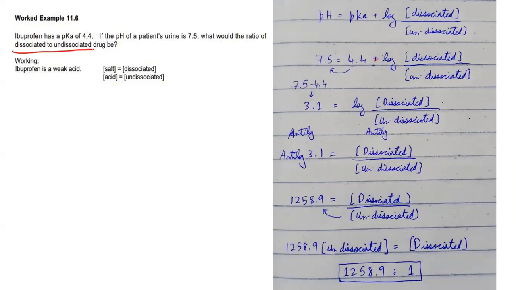This is the keyword. Now, in the question they have given that this is a weak acid. So, we will be using the equation for acids. And for acids, does the acid come down or up or above?